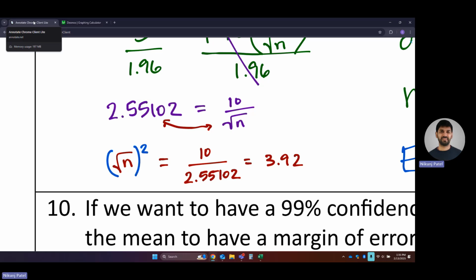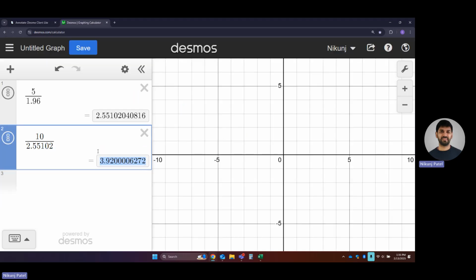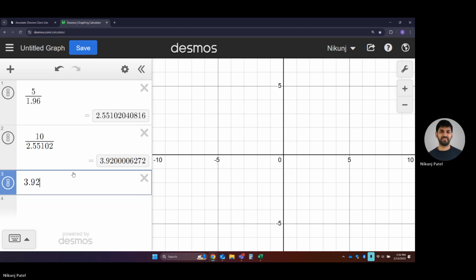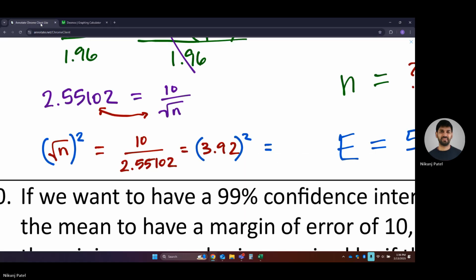The opposite of square root is to square both values. So we're going to square both values. And when we do that, we would get n equals, or I'm just going to continue this and put equals right here. So 3.92 squared, 3.92 squared, 15.3664. And there's that.